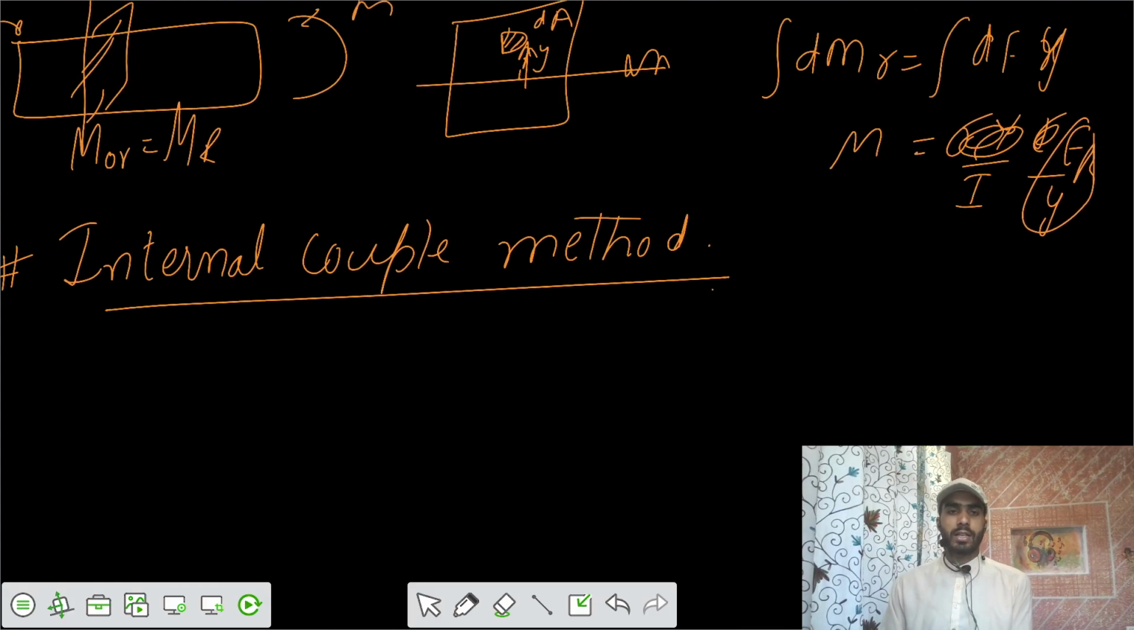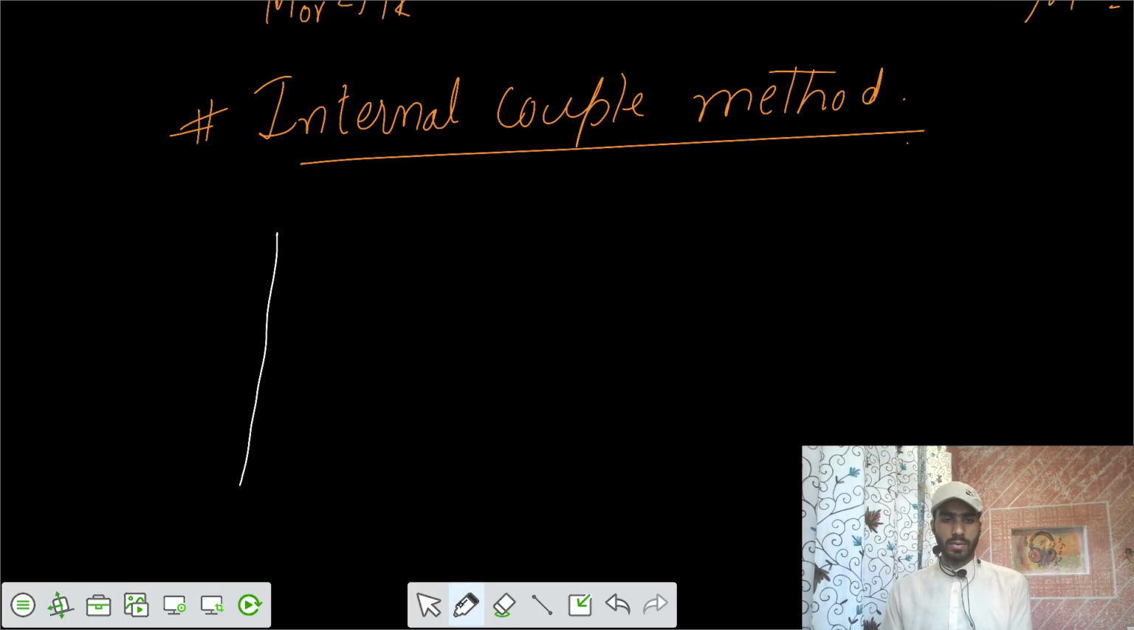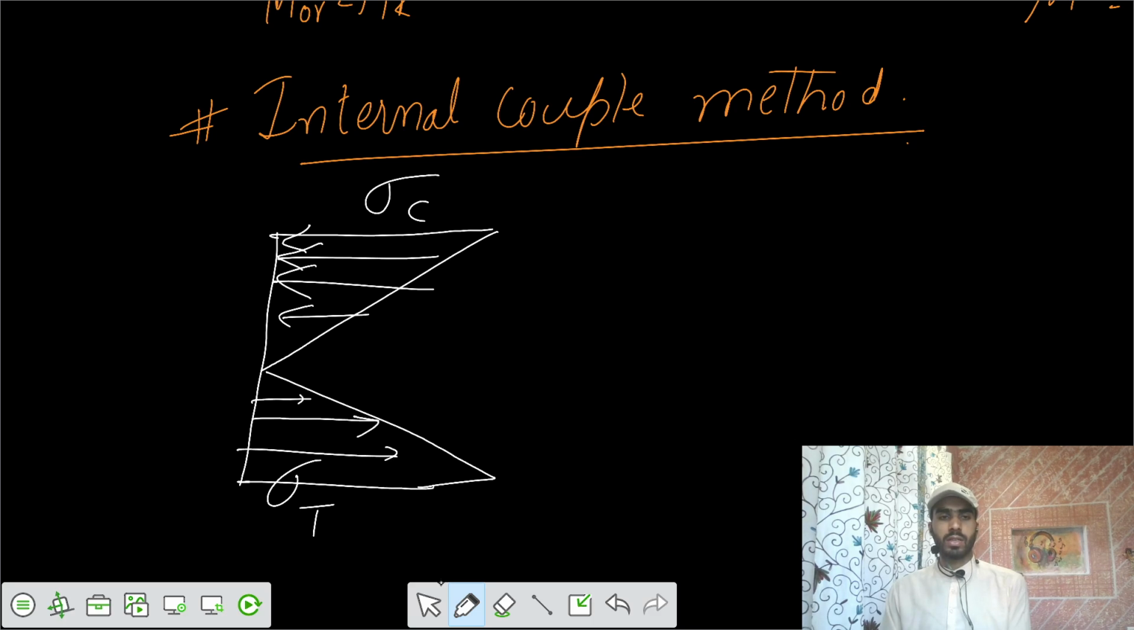So let's take that section. We know that the top fibers would be having compression and the bottom fibers having tension. You can show this in this way. Let's say top fibers have compressive strains, that means compressive stresses, and bottom fibers have tensile strains and tensile stresses. So these are tensile stresses on this section, and this is the neutral axis.